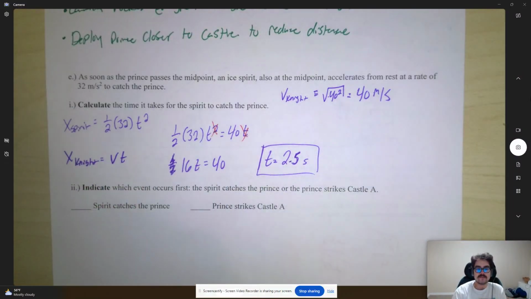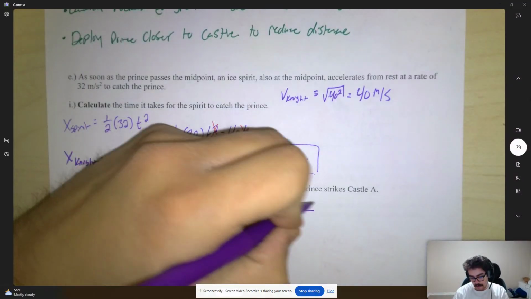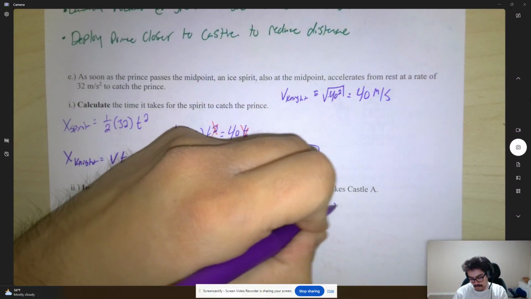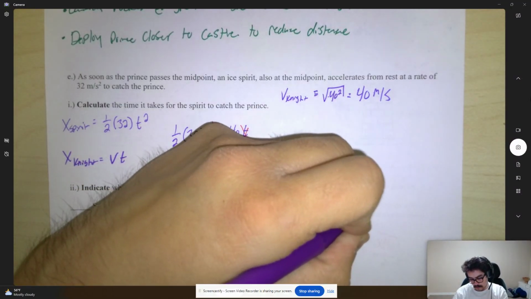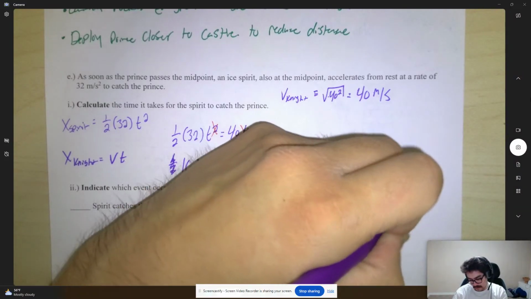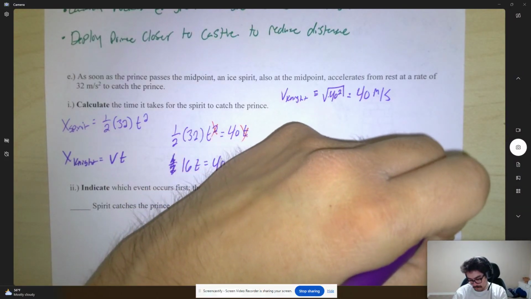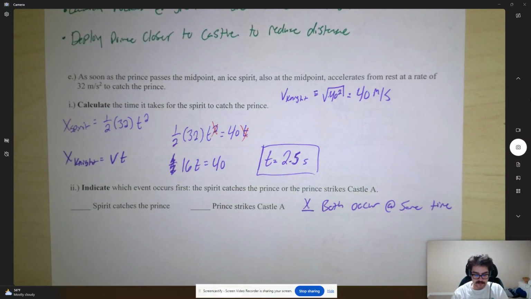I don't know why. So really, the ice spirit, maybe you should have less acceleration or more acceleration, but the real answer is actually that both occur at the same time. I accidentally wrote this one so it doesn't really have an answer for the last part, but you can add both occur at the same time, because they both happen 2.5 seconds after the spirit is deployed.